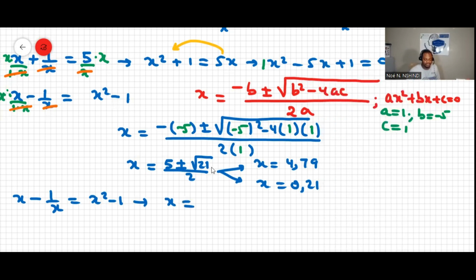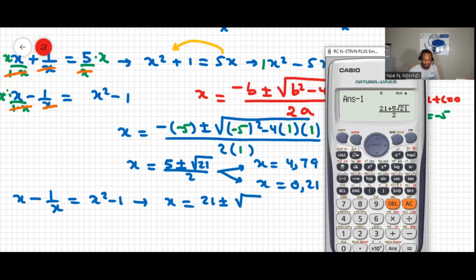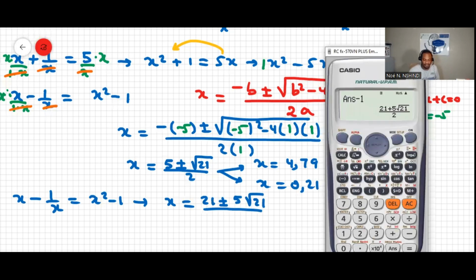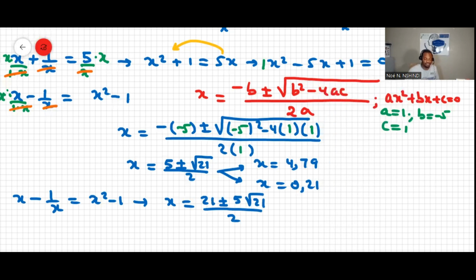Now, minus 1, that makes x equal to 21 plus minus square root of 5 square root of 21 over 2. Okay, this is the solution. It generates two answers.